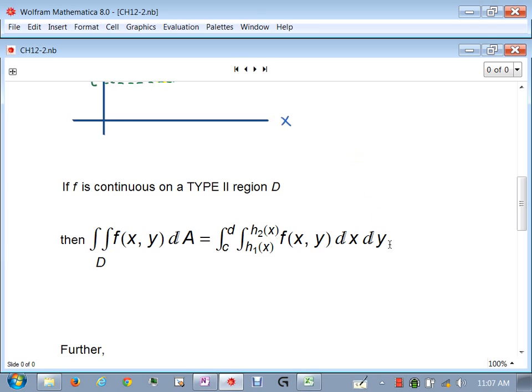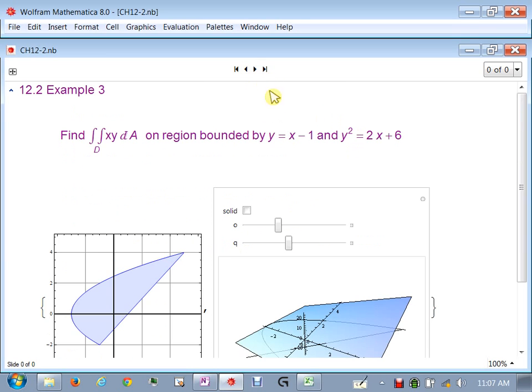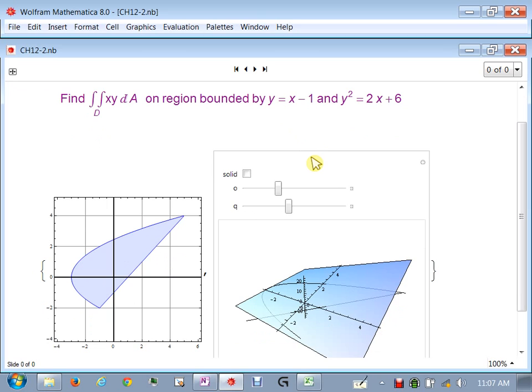Can I switch this order of integration? No. Only if this is rectangular. So basically, if both of your integrals are restricted between two constants, you can flip the order of integration, but in general, no. So here's our example that we're going to start with.